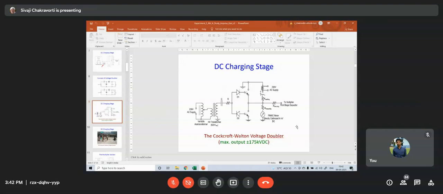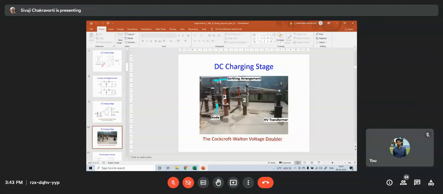But even then, we don't touch the output. It's a safety measure that this will be automatically earthed. Then we have an earthing rod, and we touch the earthing rod at the output, and only then do we go and change the connection. So this is very, very important.